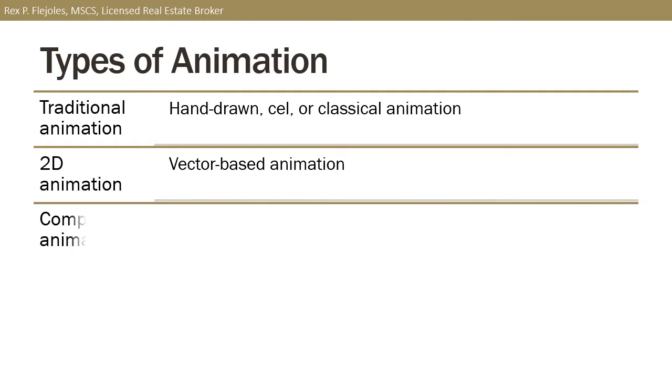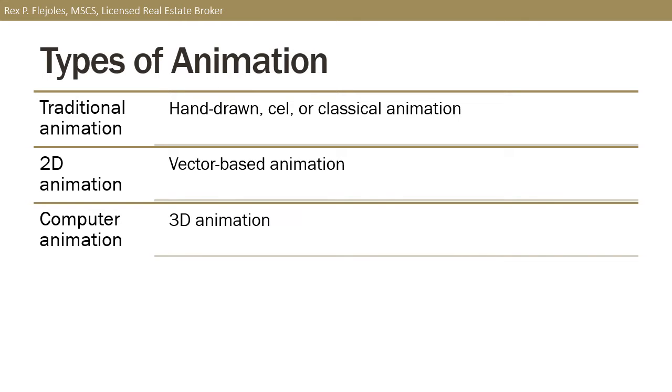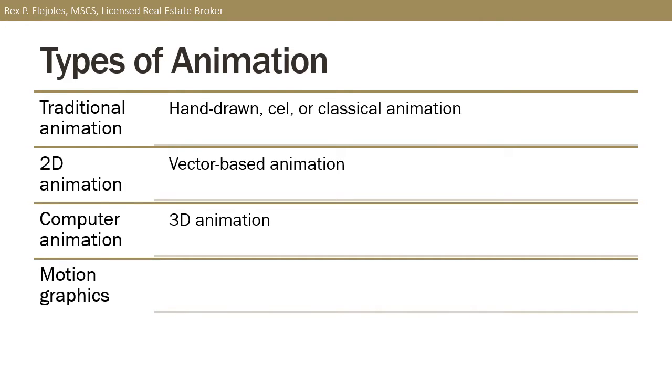Next is computer animation. It is also known as 3D animation. For this type, a computer program is used to move the character's body parts around. Another one is motion graphics. These are types of graphic animation that create the illusion of motion, usually for ads and title sequences in films. They are not character-driven or story-driven.